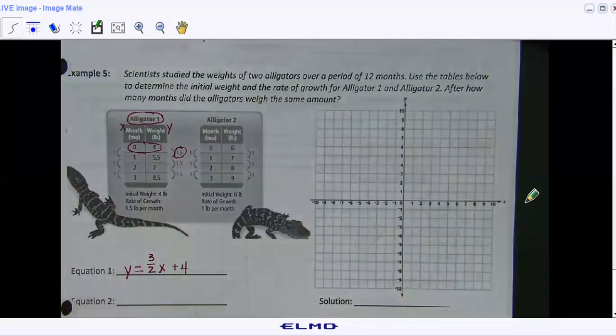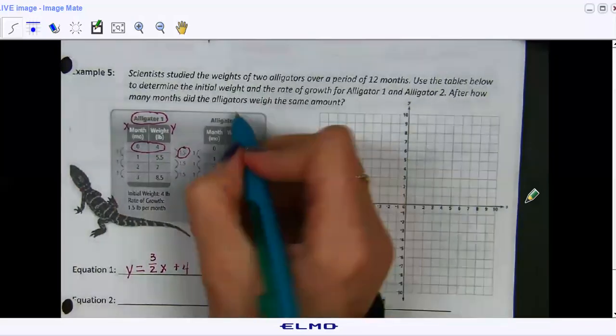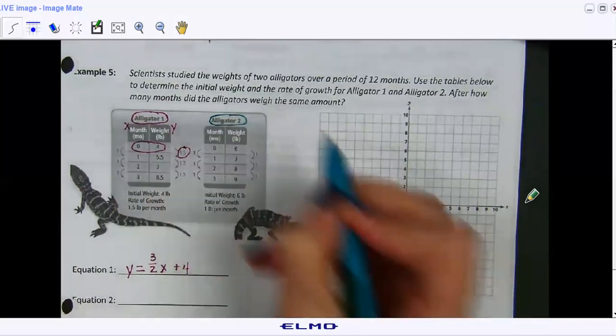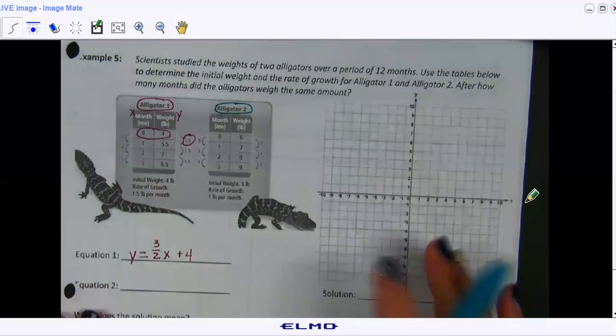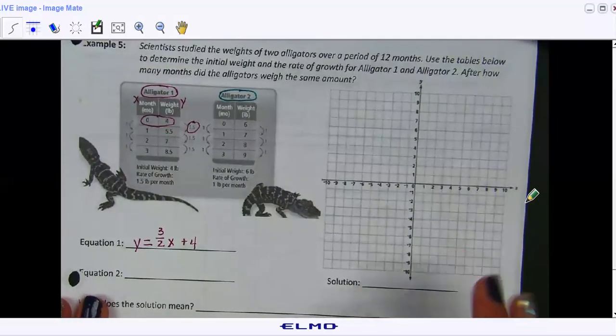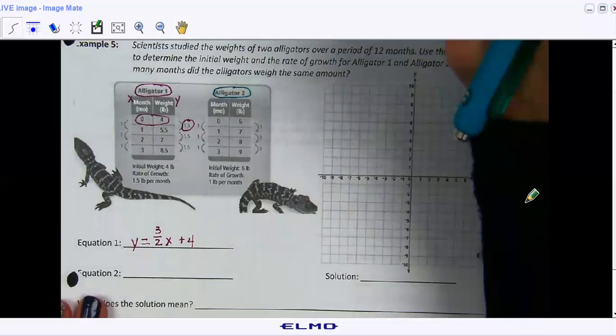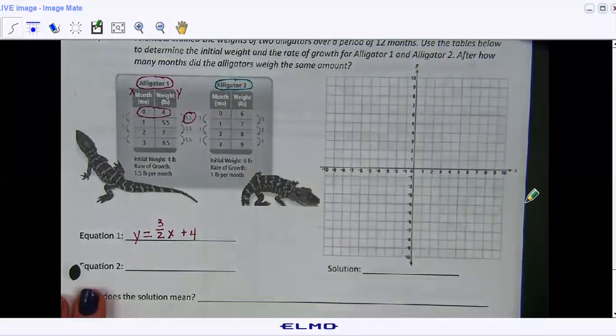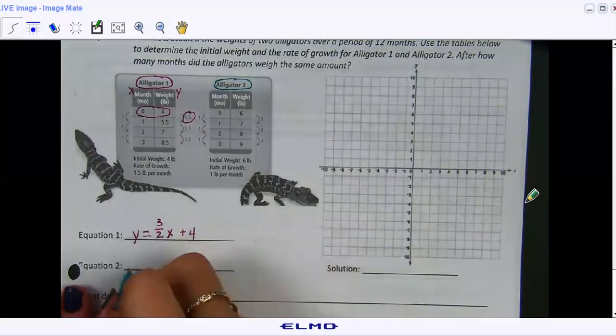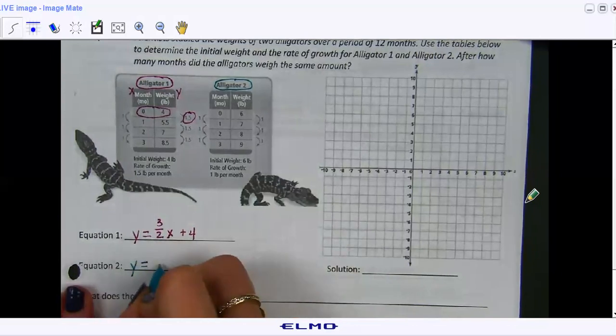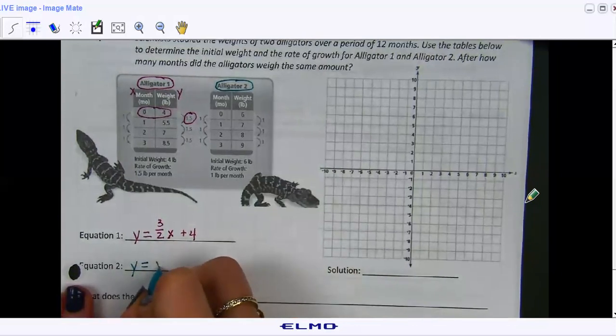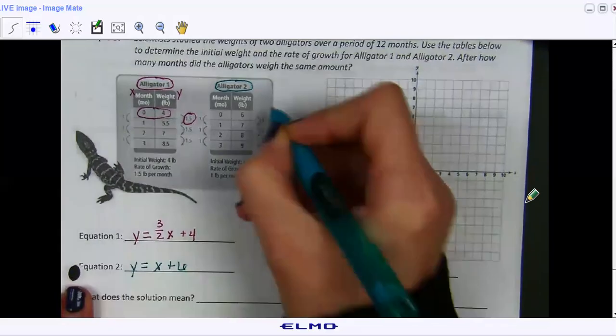Okay, now let's go to alligator 2. I want everybody to give this a shot first before you copy down what I write. Christian, what'd you get? I got y equals 1x plus 6. Yep, or just x plus 6.